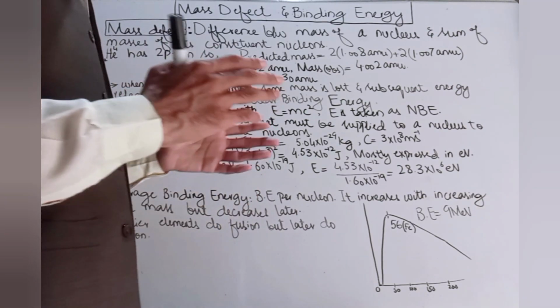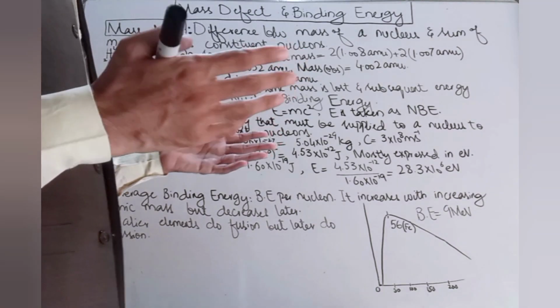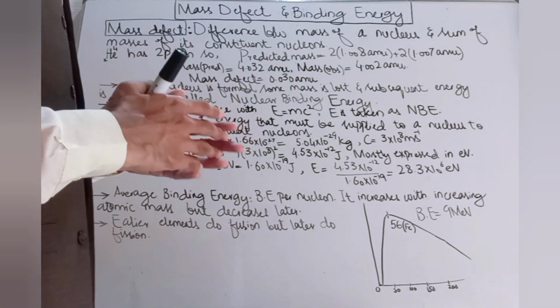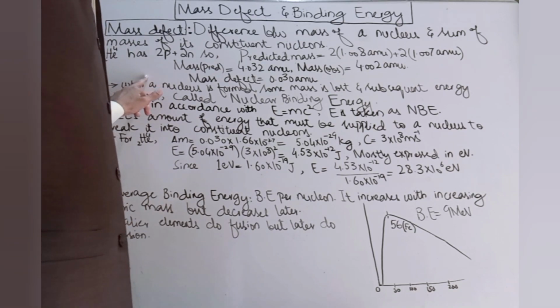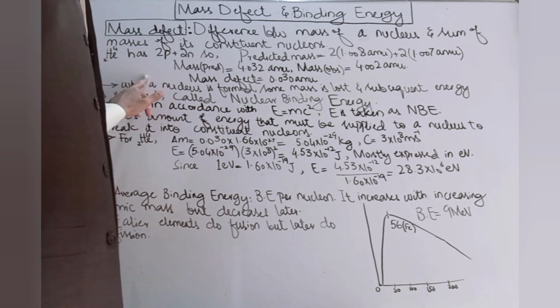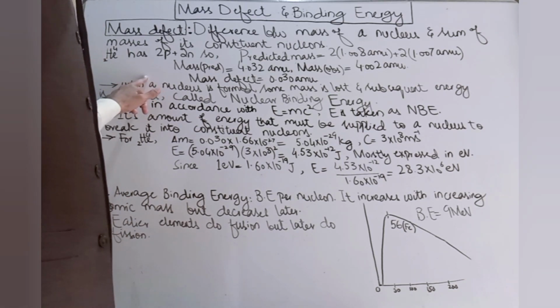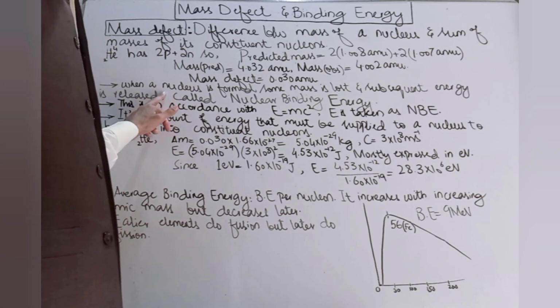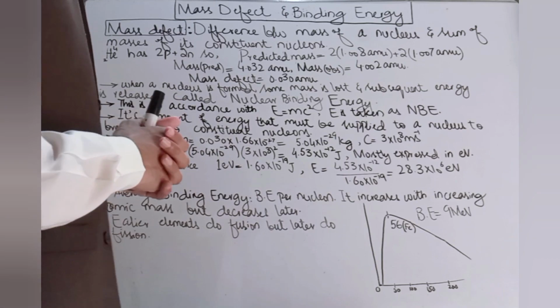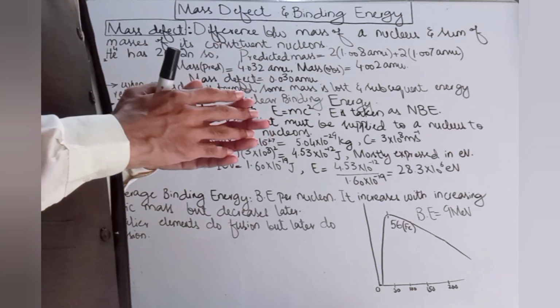As we know, mass can neither be created nor destroyed. So where is this mass going? Actually, when a nucleus is formed from its constituent nucleons, some of the mass is lost and a subsequent energy is released. So this energy is known as the nuclear binding energy.